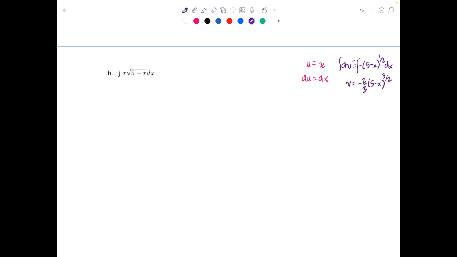Awesome. All right, so now let's do it. The integral of x times square root of 5 minus x with respect to x equals u, which was x, times v, which is negative 2/3 times 5 minus x to the 3/2, and then minus the integral of v, negative 2/3, 5 minus x to the 3/2, times dx. That was my du.